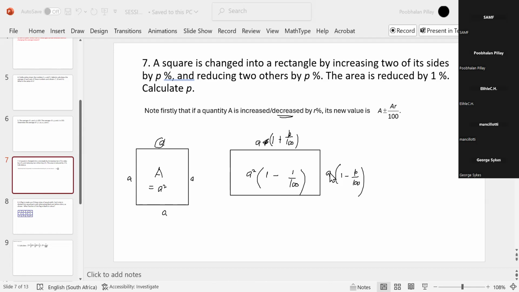Now this thing here, you've got a rectangle here. You know how to find the area of a rectangle. The area of a rectangle is length times breadth. So I've got the breadth, I've got the length. So the area of this rectangle is, let's work out the length first, A into 1 plus P over 100. That's your length, multiplied by the breadth, which is A into 1 minus P over 100. That's your breadth, and that's equal to the area. But we know the area. The area is this. So it's A squared into 1 minus 1 over 100. Right, so there it is.